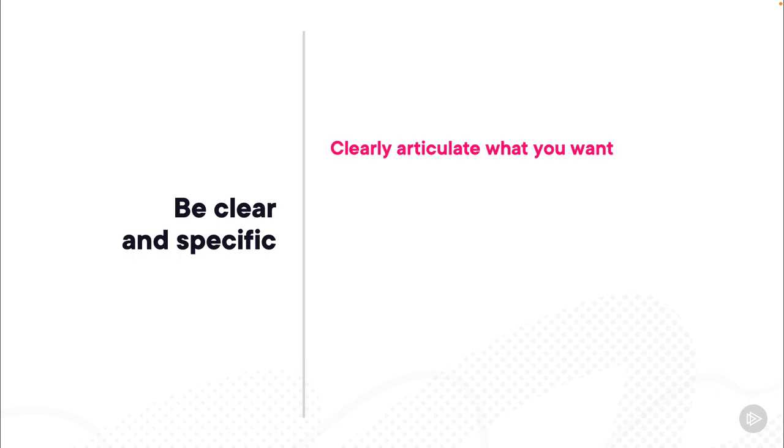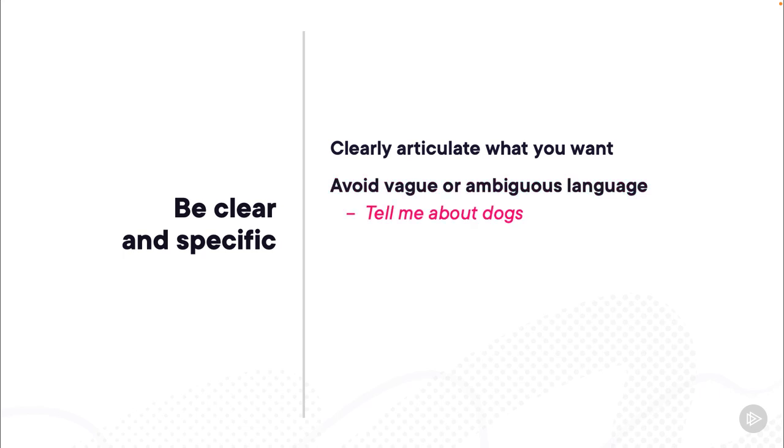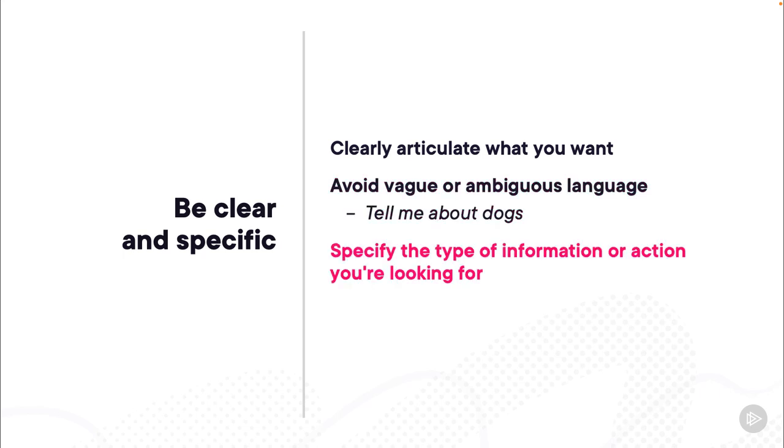When you're creating prompts, clearly articulate what you want, avoiding vague or ambiguous language. For example, instead of saying, tell me about dogs, specify the type of information or action you're looking for, like, what are the most common breeds of dogs?